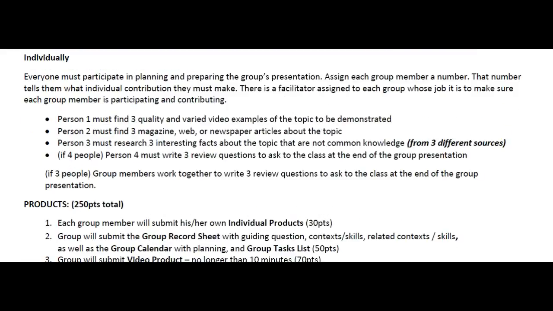Individually, each person is going to contribute something to each part of the project. And so you're going to draw numbers or volunteer or however you want to choose in your group: person 1, person 2, person 3, and if you have 4 people, person 4. Each of their tasks are listed here, and I also have models of each of the sheets that those people should be able to come up with, and you'll be able to see all the models in the resources folder.